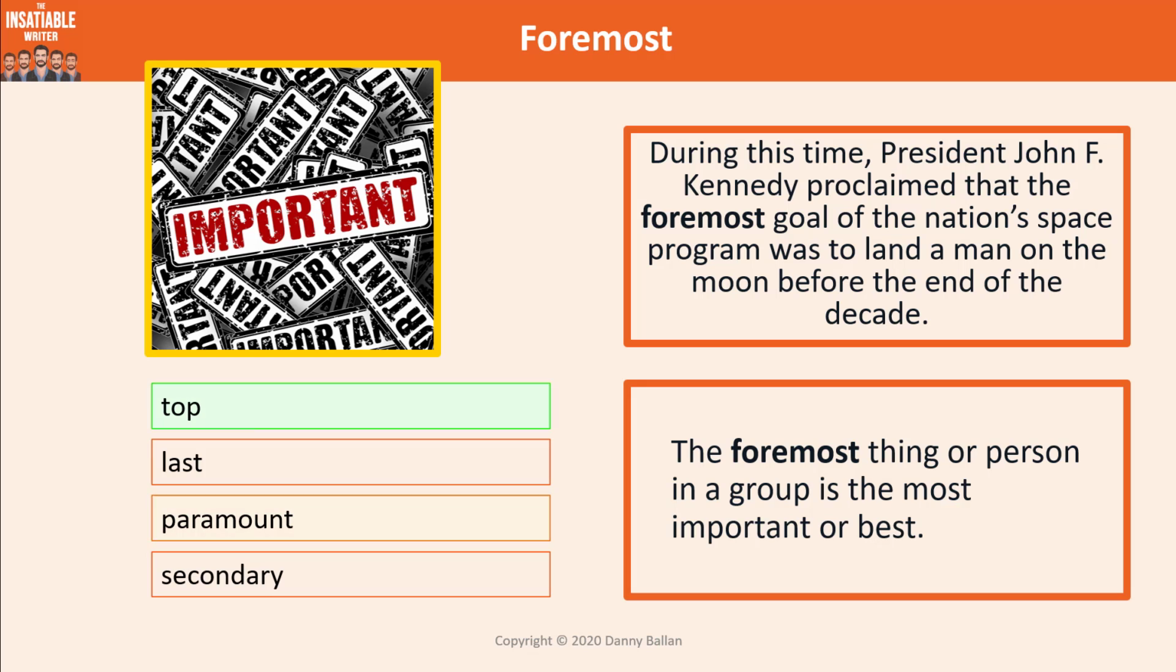So these were our 5 words. We talked about paradox, notable, fledgling, momentum, and foremost. So remember, these are the 5 new words that you learned from this episode, but that's not everything.